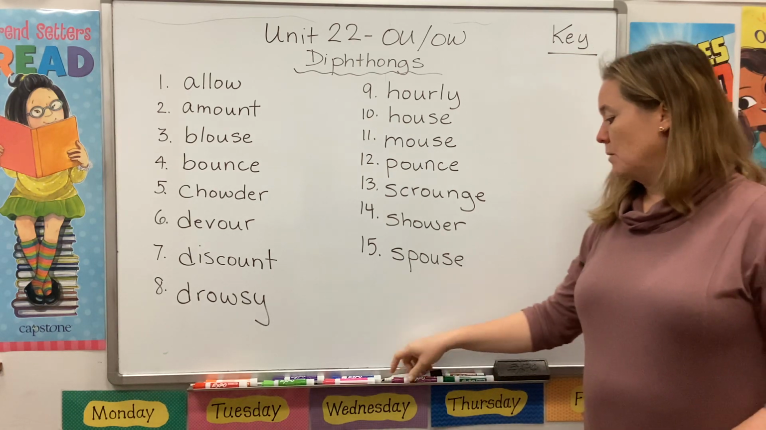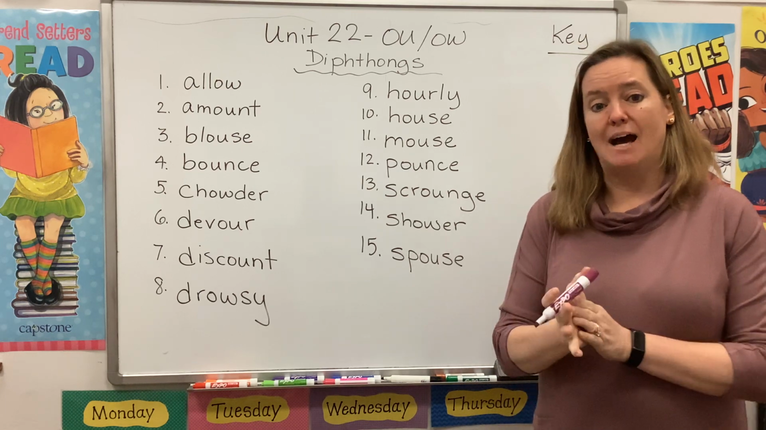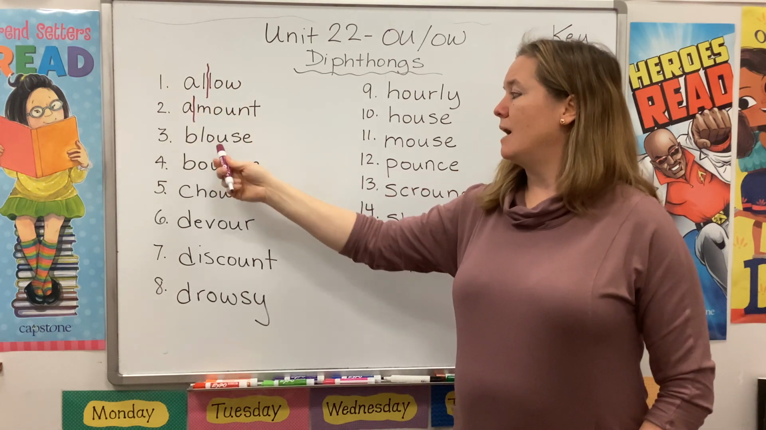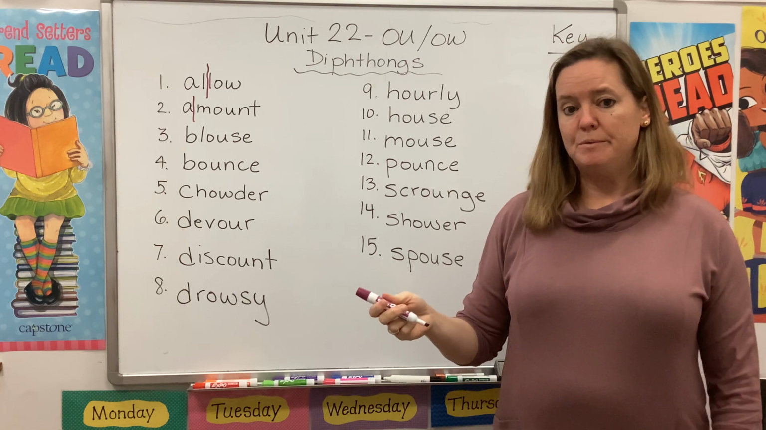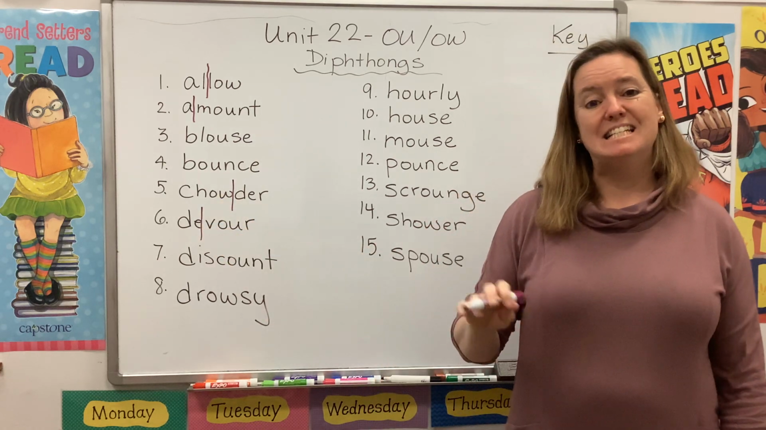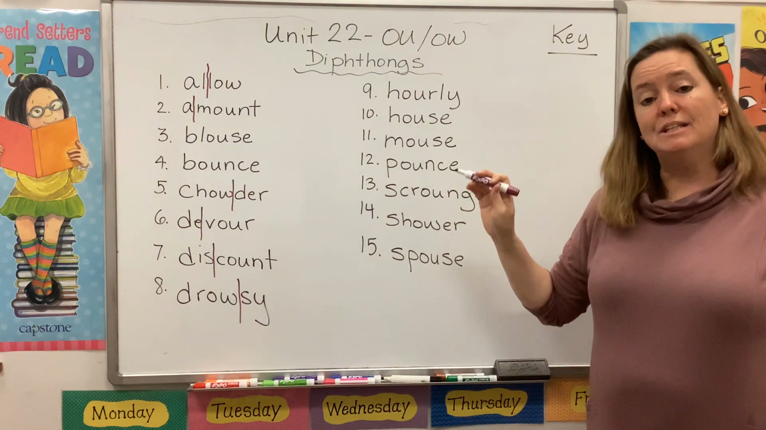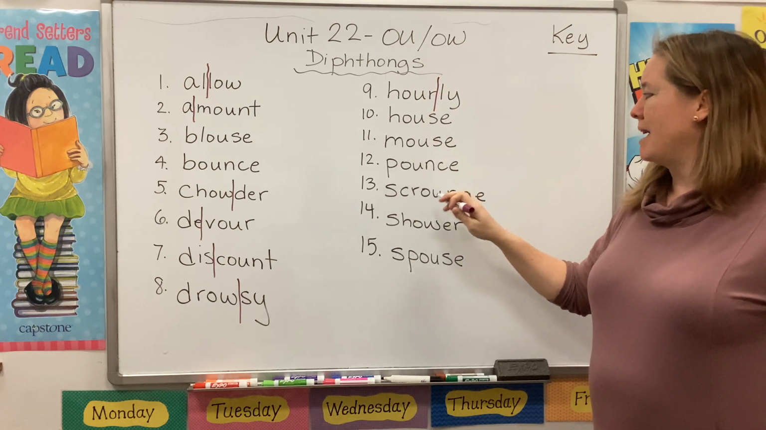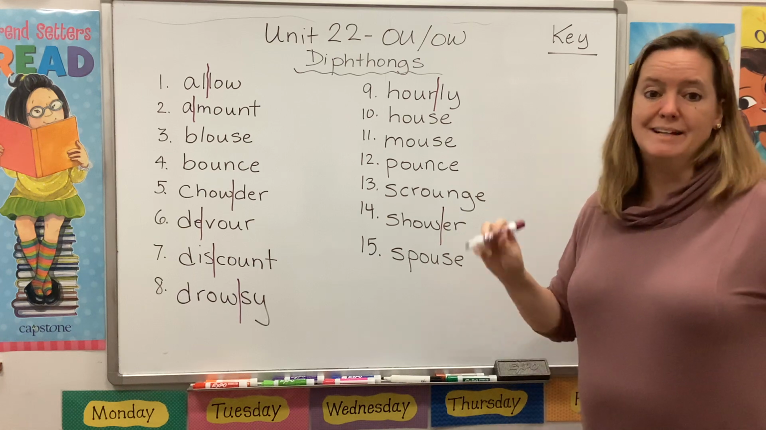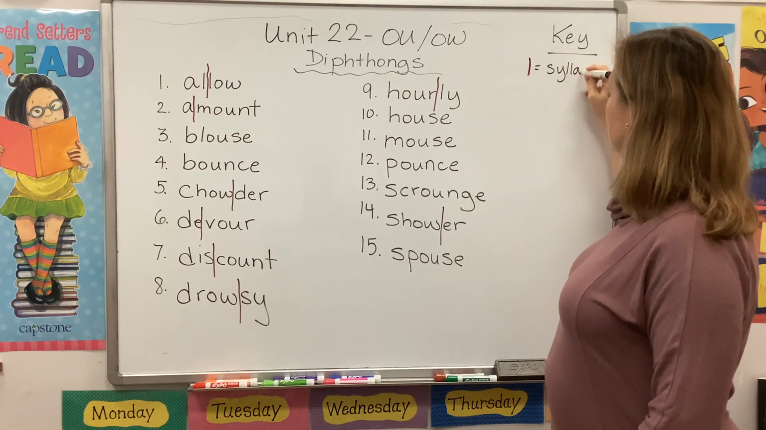Great. So the next thing I want to do is I want to choose a color, and we're going to break our two-syllable words into parts. So starting with allow, we're going to slice that between the double L's. Amount, we're going to slice it after the A. Blouse and bounce are one-syllable words, so we'll leave those alone. Chowder after the W. Devour after the E. Discount after the S. Drowsy after the W. Hourly after the R. House, mouse, pounce, and scrounge are all one-syllable words. Shower after the W, and then spouse is one syllable. So in our key, that purple vertical line represents our syllable breaks.